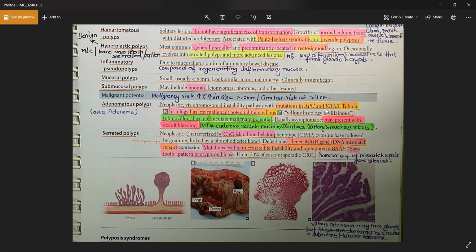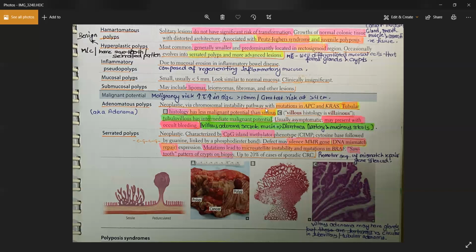Then the second mutation occurs, which is the KRAS mutation, a proto-oncogene mutation. As a result, the size of the polyp will increase. Okay, the polyp will become more than 4 centimeters in size, and now this polyp has a very high malignant potential. Okay, if one more mutation, a TP53 mutation, occurs, then it can form colorectal carcinoma, right?